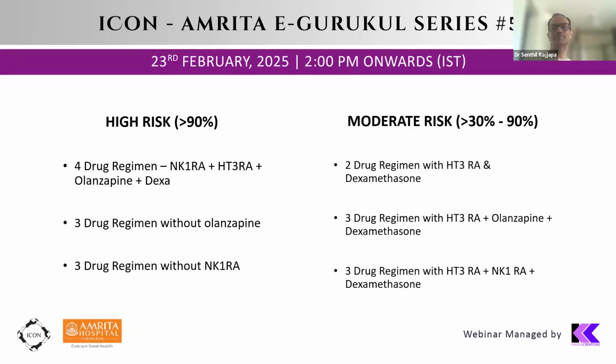Next slide, please. Okay, here, whatever all of us discussed in the past 2-3 minutes is on your screen. So it's 4 drugs for high risk. 3 drugs are also a possibility, with and without, all these that are there on your screen. For moderate risk, 2 drug regimens are also fine, but some people tend to use 3 drug regimens if the likelihood of delayed emesis is high, especially olanzapine, which is a very good drug that we're using now for delayed emesis.